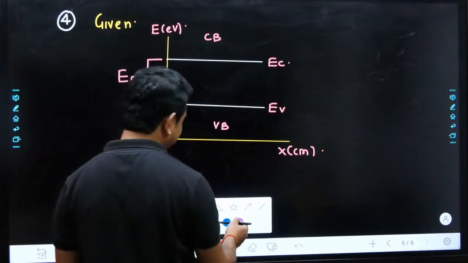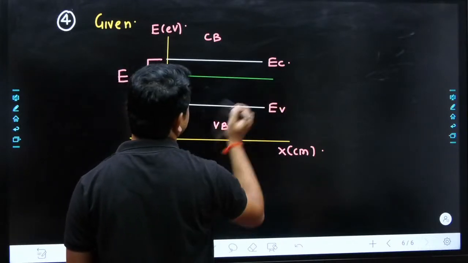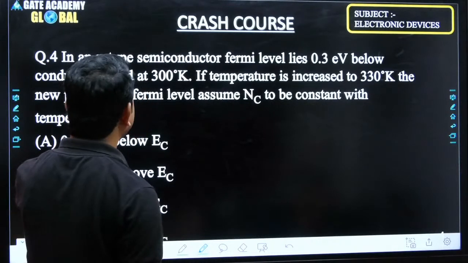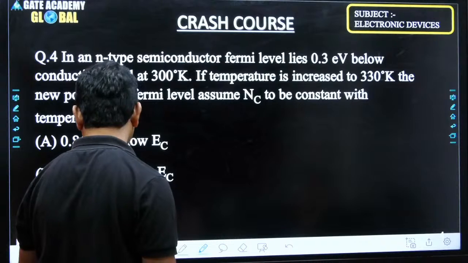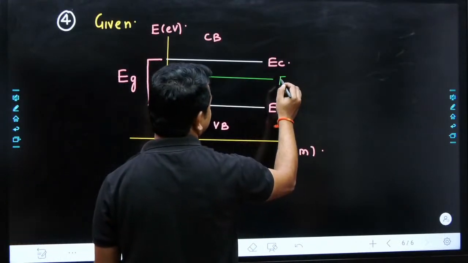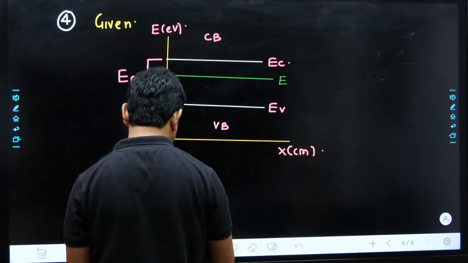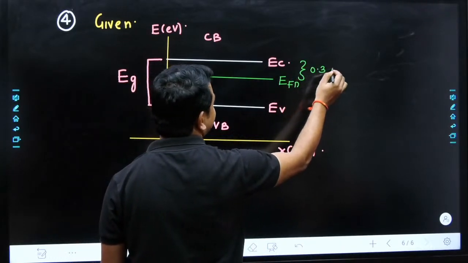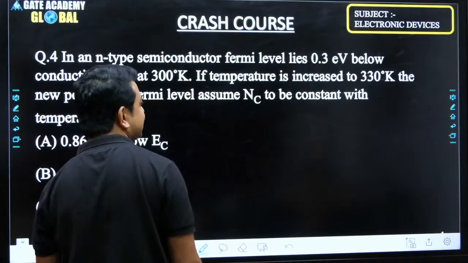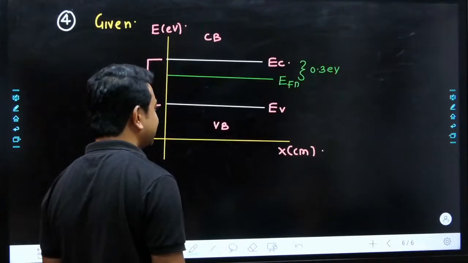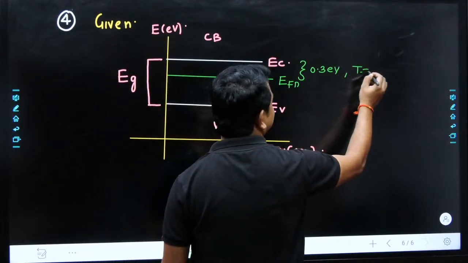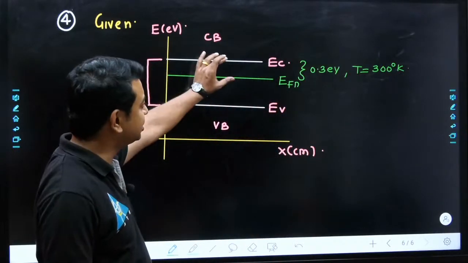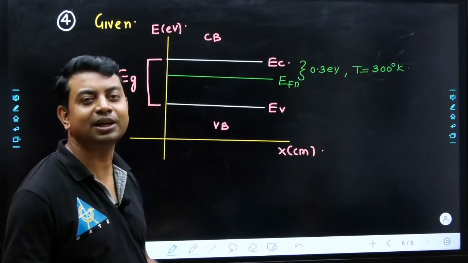Now, the location of the Fermi energy level is given. Where is the location of the Fermi energy level? Somewhere here. So, what is the position and temperature? In an n-type semiconductor, the Fermi level lies 0.3 electron volt below. So, this is the Fermi energy level, suppose, and the difference between these two is 0.3 electron volt. Okay. So, this difference is 0.3 electron volt. And what will be the temperature? Sir, here the temperature is 300 Kelvin. So, if the temperature is 300 Kelvin, this must be the difference between EC and EFN in an n-type semiconductor.